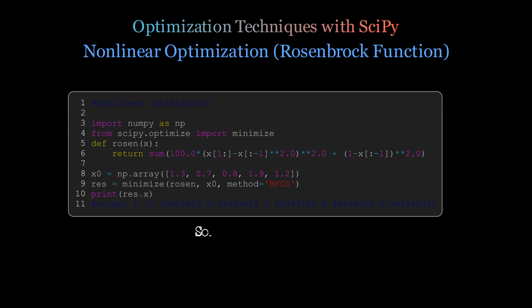The Rosenbrock function is a classic test problem with a narrow curved valley. Our BFGS quasi-Newton method successfully finds the global minimum at (1, 1, 1, 1, 1), demonstrating gradient-based optimization on a challenging non-convex function.